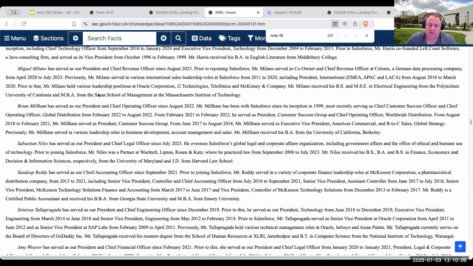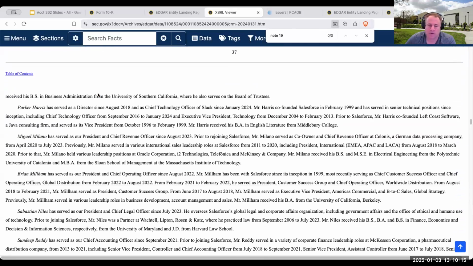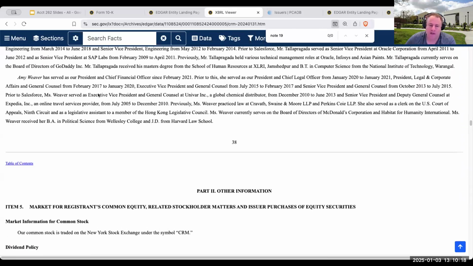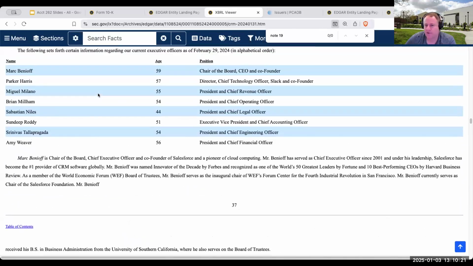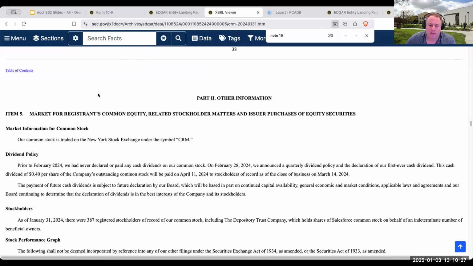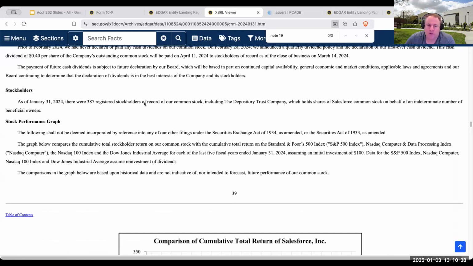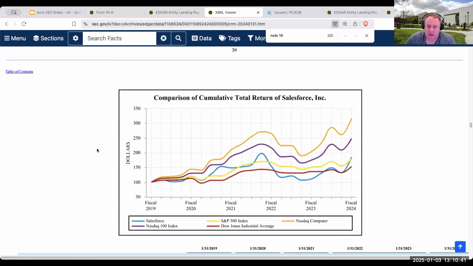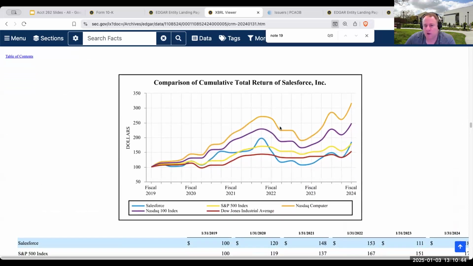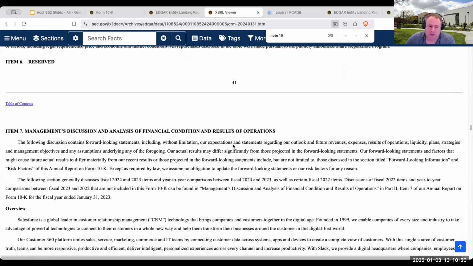what you'll see over here is they're giving essentially a rundown of every person within the company. You'll basically see their roles; this is not the directors, but basically the management of the company. And as we look down over here, other information: our common stock is traded, market information for common stock, dividend policies, they're starting to pay dividends, stockholders registered of the stock. And then you go through and see what the performance of the stock has been. Again, you could probably find this on any website.